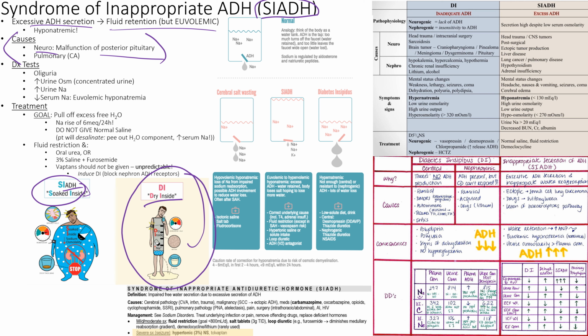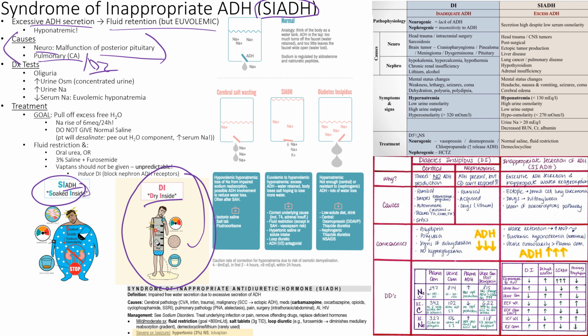Another common thing you'll see with SIADH is they've got a pulmonary tumor, an oat cell tumor, or adenocarcinoma of the lung. Also, just pulmonary disease of some sort, because a severe pneumonia can actually stimulate the ADH release as well. So that's the common thing that causes SIADH, or too much ADH.